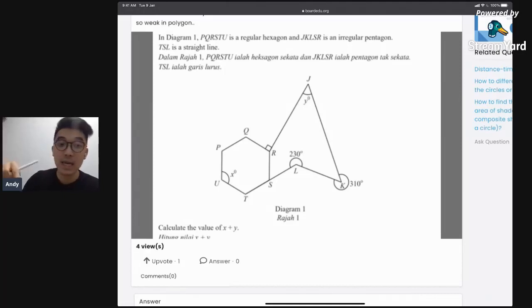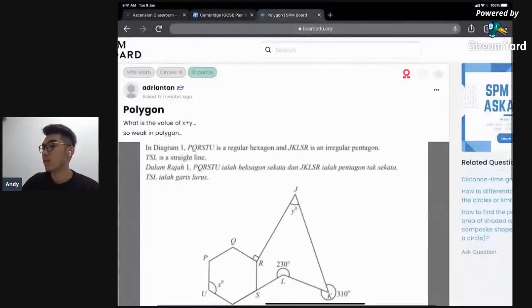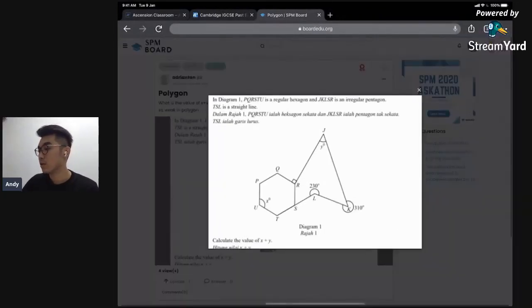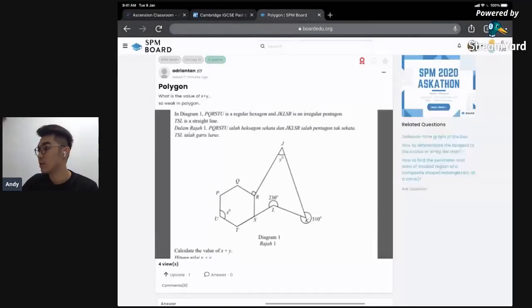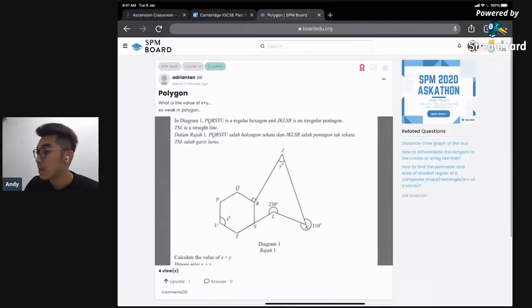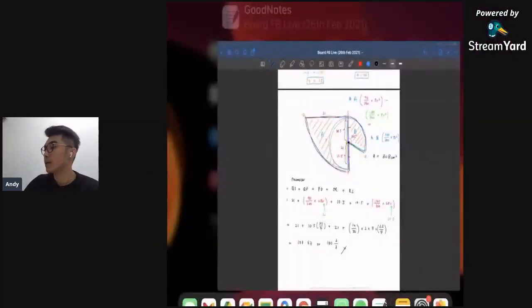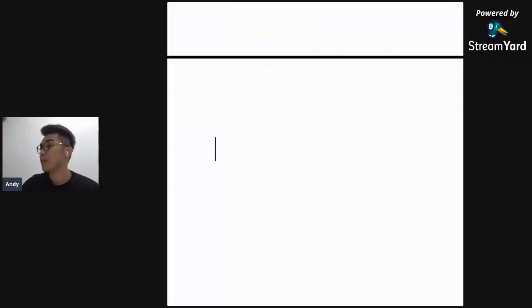But I see there's a hexagon on the left and then an irregular polygon attached to it. So if you see these two structures together, to find x, let me just click into the question first. It's easier. But is this the question? Oh, okay, the image is cut. I see. SPM math. Okay, this is math. Polygon. Let's just say we have polygon.